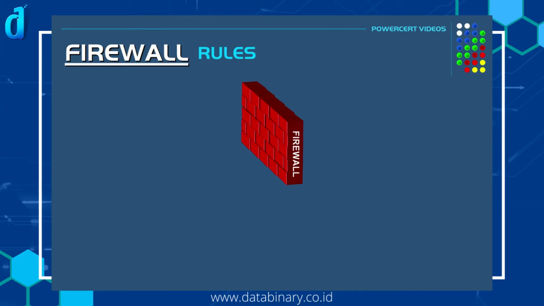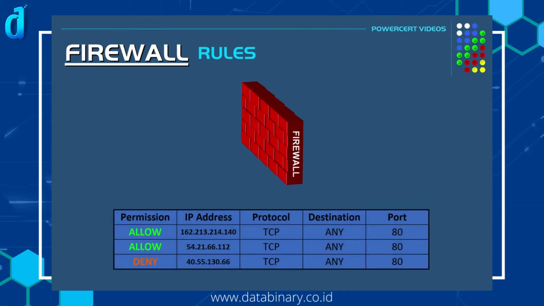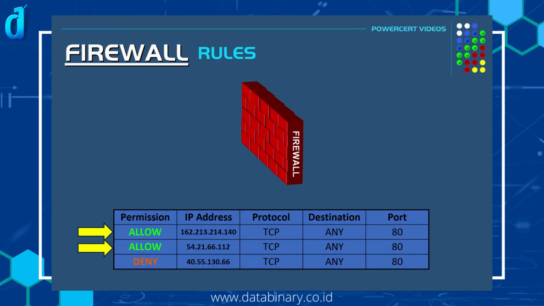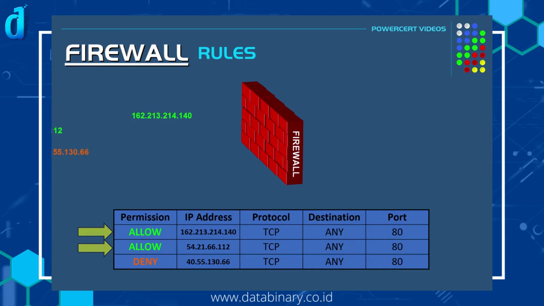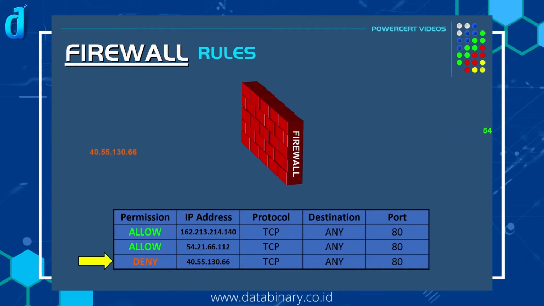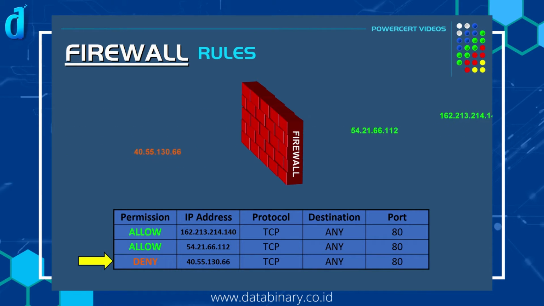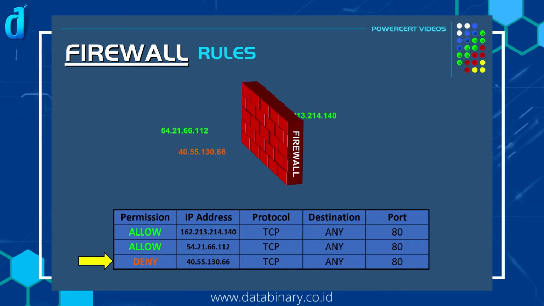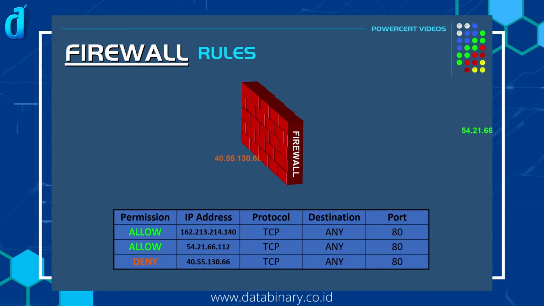So as an example here, we have some rules in a firewall's access control list, and it shows a list of IP addresses that have been allowed or denied by this firewall. And as you can see, traffic from some IP addresses is allowed to enter this network, but traffic from one IP address has been denied. So if traffic from this IP address tries to get into this network, the firewall will deny it because of the rules that are set in the firewall. The other IP addresses are granted access because the rules allow it.